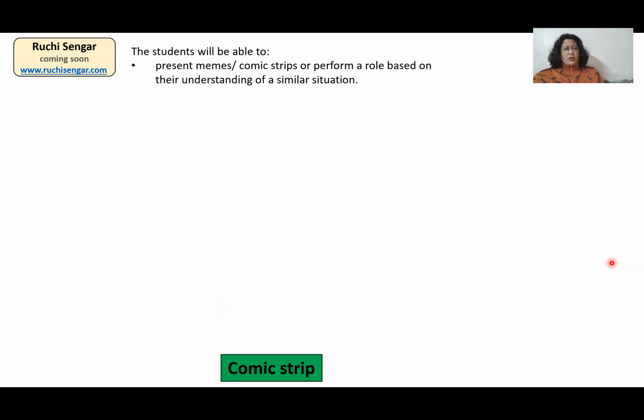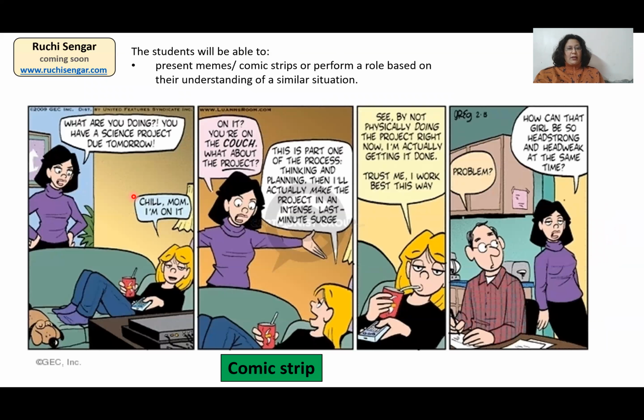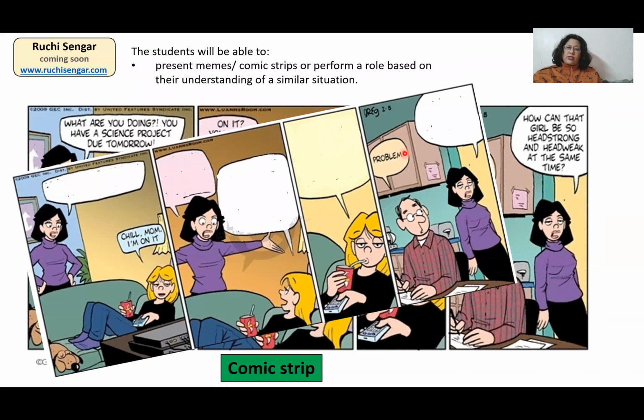Let's use a comic strip. So to understand a similar situation, this is one comic strip. All these links have been given in the description below, so please don't worry. So that's another comic strip, and then they read it, they probably laugh, and then you sort of blank out and say, now you create one.